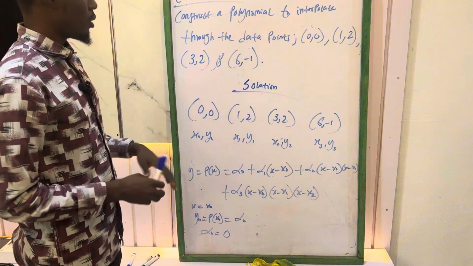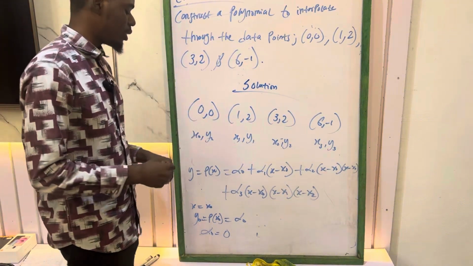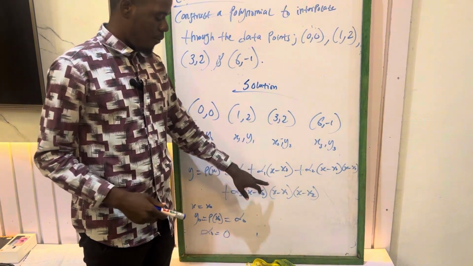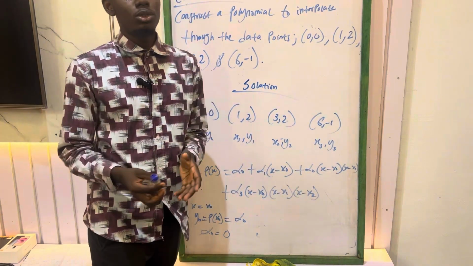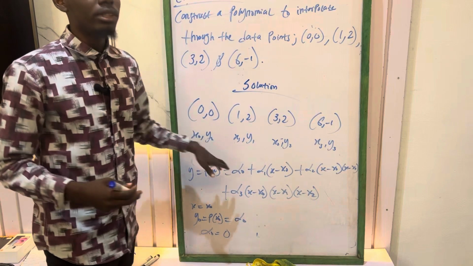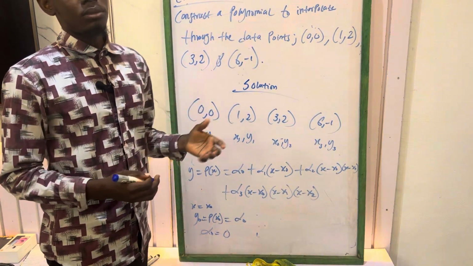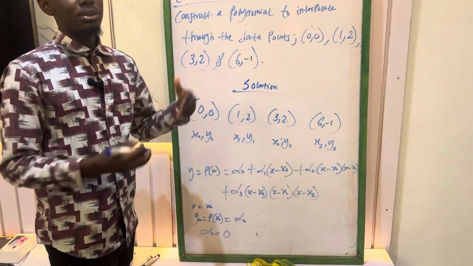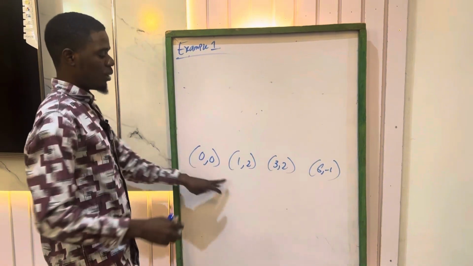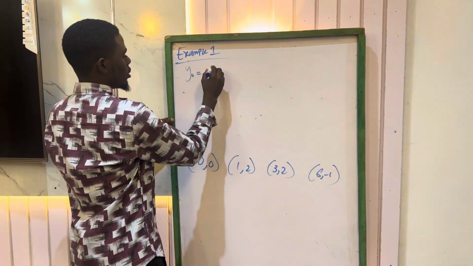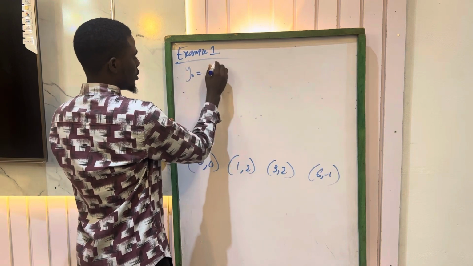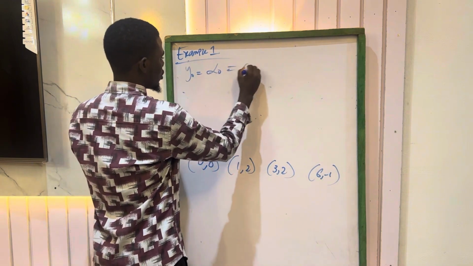Remember that the main aim while we're going through this process is to get what our alpha naught is, what our alpha 1 is, what our alpha 2 is, and what our alpha 3 is. Once we've gotten these values, we just slot them back into this Newton divided difference equation, and then we've gotten the polynomial equation that represents the curve. So these are the points that we're given, and we've already gotten that y naught is equal to alpha naught, which is 0.